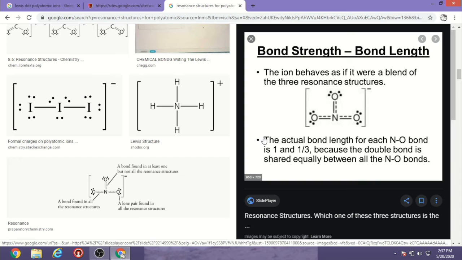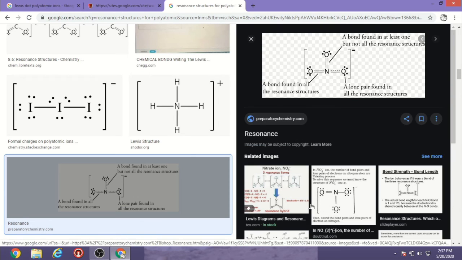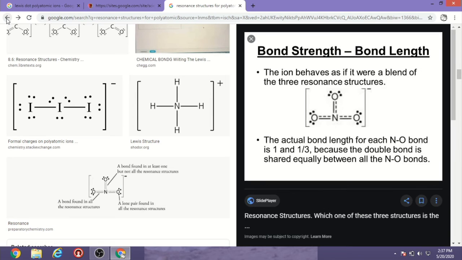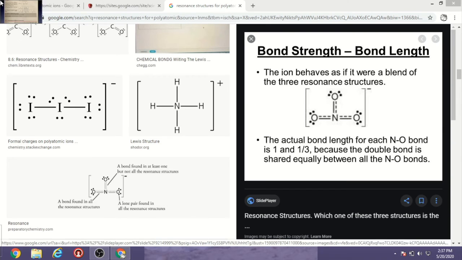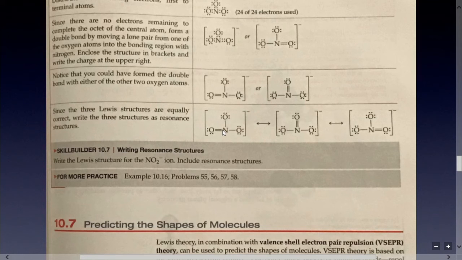All right? And so basically the bond length there is 1 1/3 instead of 2, because literally that double bond is shared equally between all the NO3 oxygens. And this is actually more relevant to quantum physics and quantum chemistry, because the structures don't actually resonate back and forth. They don't go from looking like this to then this and then this. That's not actually happening in nature.